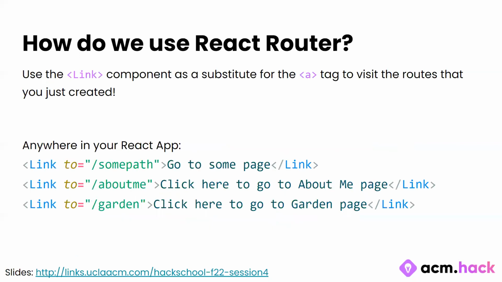Okay, and the final one is link. So the link component is exactly as it says. It's a link that can take you to different paths, and you can use it as a substitute for the A tag. A is the default link tag for HTML, to visit routes that you just created. So very, very intuitive.